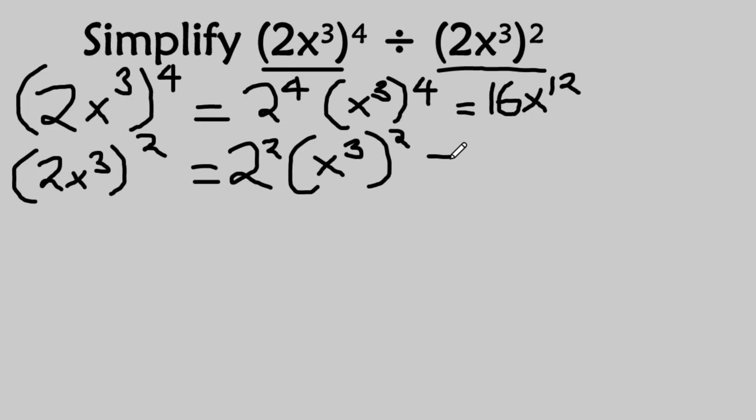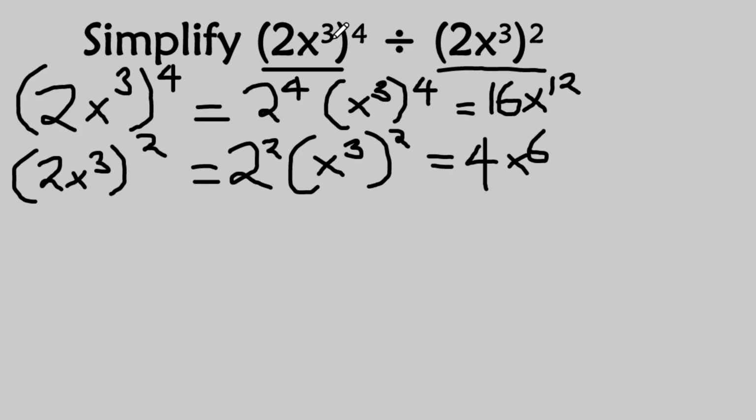So we would also go ahead and simplify this. 2 to the power of 2 is the same thing as 2 times 2, which is 4. And then remember our law of indices, so we would multiply the powers. We'll have x, and 3 times 2 gives us 6. Which means we'll have 16x to the power of 12 for the first one, and 4x to the power of 6 for the second one.